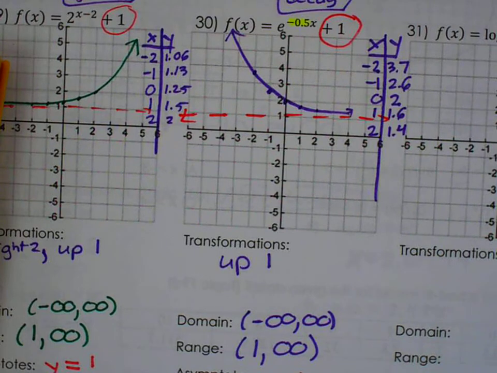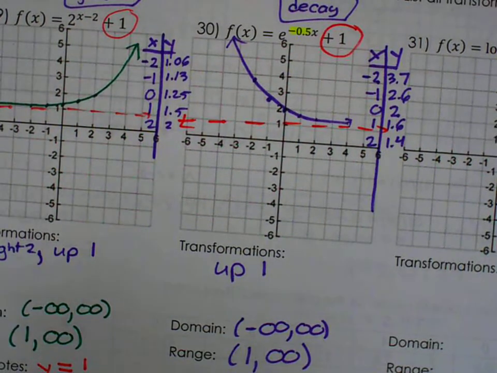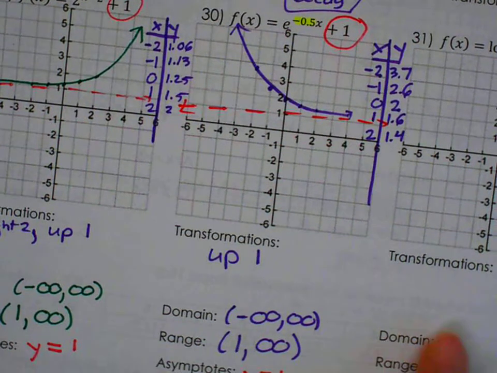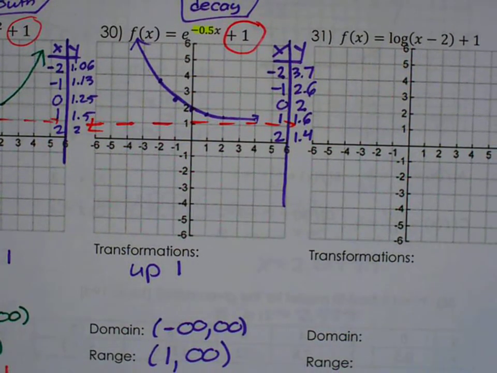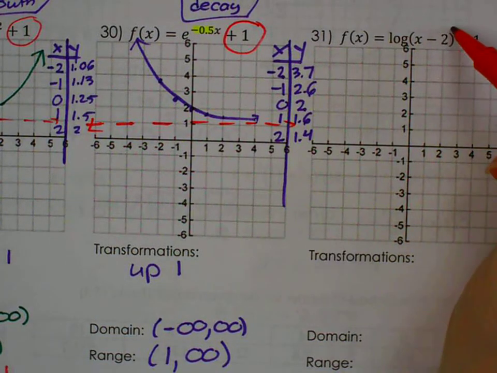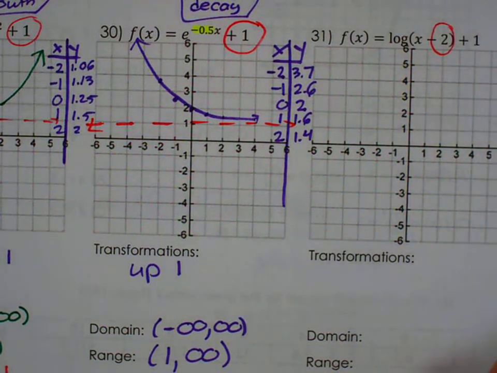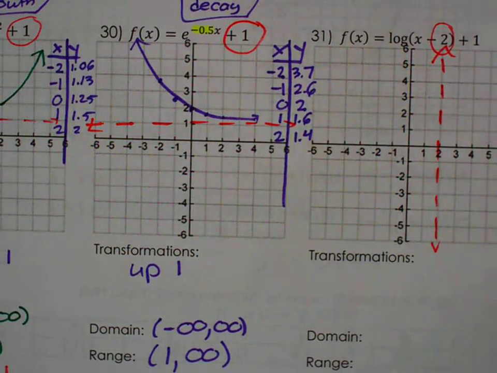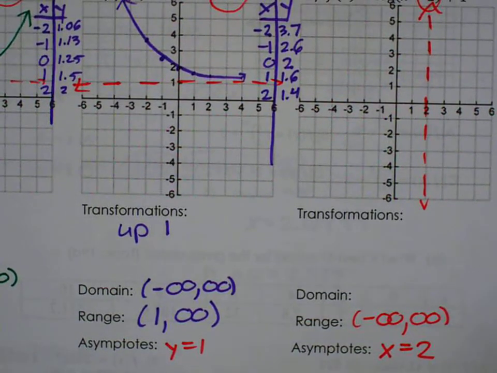So number 31. On this one, we have vertical asymptotes for logarithmic functions. And my vertical asymptote is based on this right here. So I'm going to have a vertical asymptote at x equals 2. And when we deal with logarithmic functions, my range is always negative infinity to positive infinity. So let's get some points.